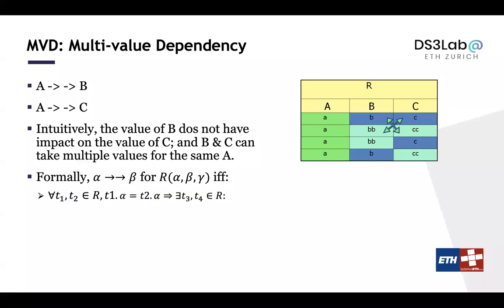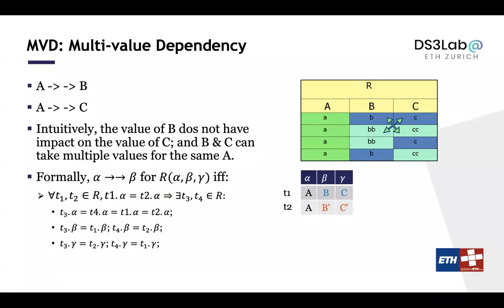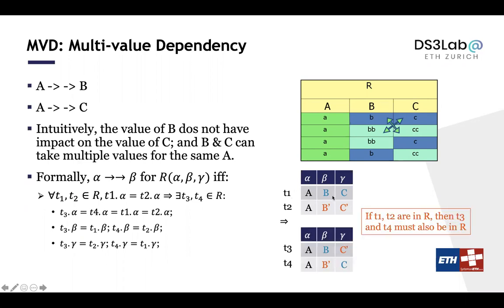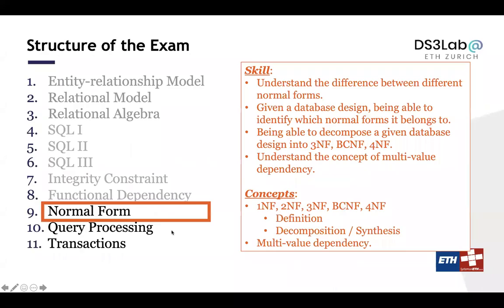We gave the formal definition. When you try to think about it, always go back to the definition. It might look very long, but what it's trying to say is very simple. As long as I have T1 and T2 here, I must be able to find another 2 tuples that swap the values: T3 takes the blue B and the orange C, and T4 takes the orange B and the blue C. That is what the very long definition is trying to tell you.